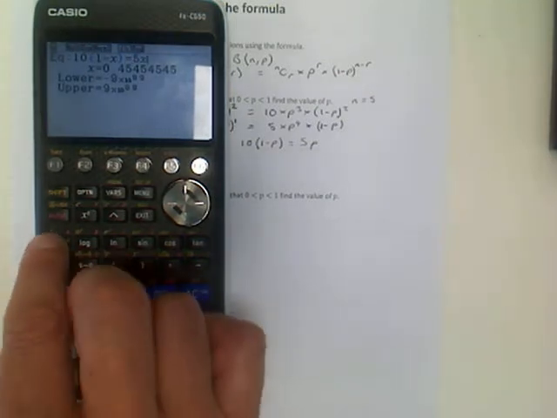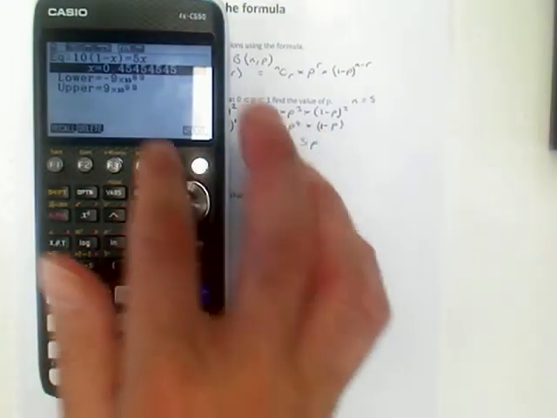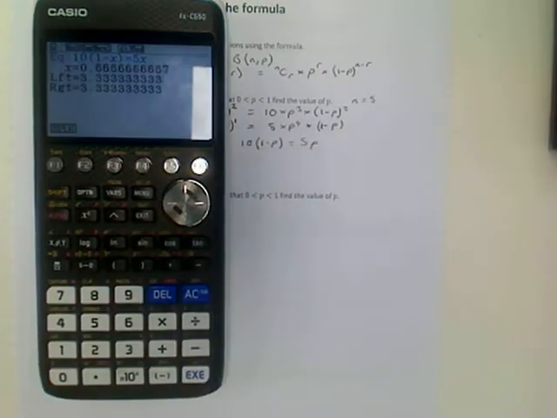I have to use my variable, my x. I've got my equals button down here, 5x, and there I've got my equation. So I'm going to press exit. Now one of the big mistakes here is that that is not the answer. You must press solve when you use solver.